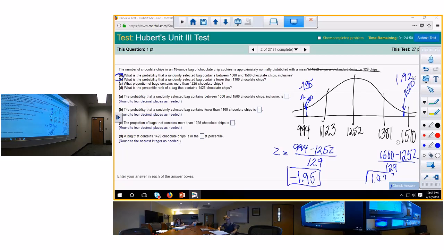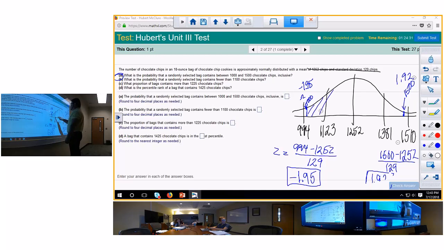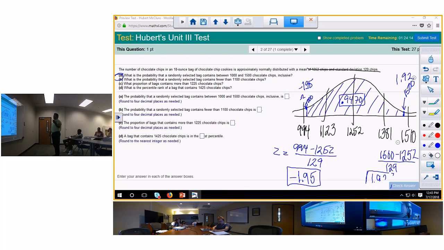All right, so somebody take your handy dandy calculator and do a normal CDF, and what's the left parameter going to be? And what's the right parameter going to be? Okay, somebody do that and tell me what you get. Now, we're talking about an area, so that means 4 digits. Give me 4 digits. 0.9470. So 95% is going to fall between 1,000 and 1,500 chips, or whatever the case may be.